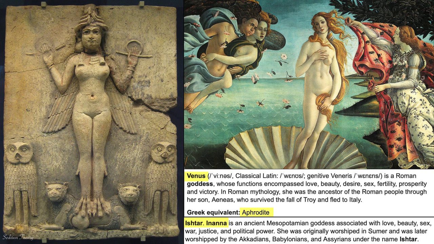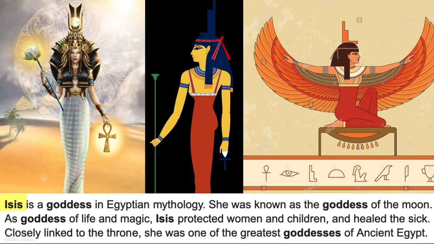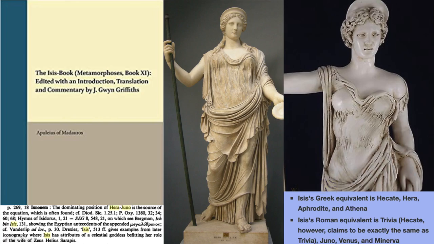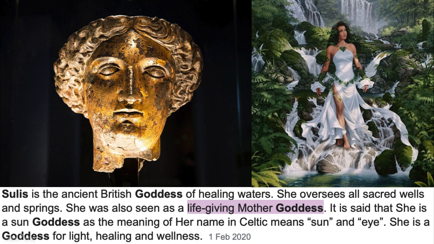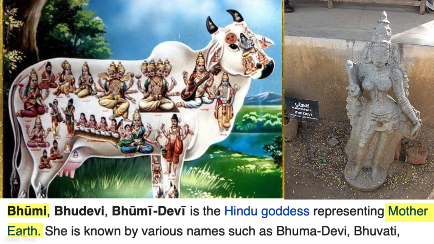So I just want to drift off on a tangent real quickly and talk about all the relevant goddesses that are related to Isis. The star of Ishtar, which is the star of Venus. And Ishtar is Astarte, and Astarte is Inanna. And Inanna is Aphrodite, and Aphrodite is Isis, and Isis is Hathor, and Hathor is represented as a cow, and Hera is Juno, and Juno is Minerva, and Minerva is Athena, and Athena is Sulis, and Sulis is Gaia, and Gaia is Terra. And Terra is Bhumi, and Bhumi is represented as a cow.